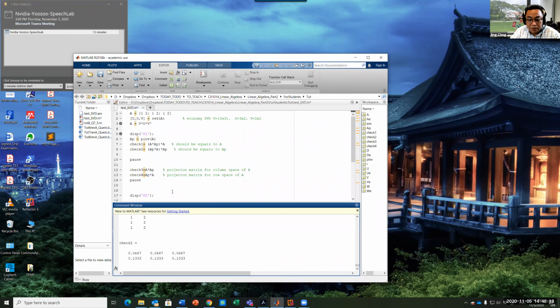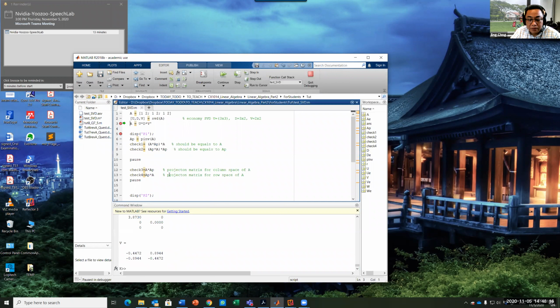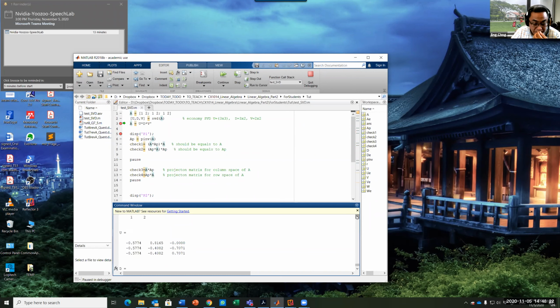Oops. Let's run again. So I've just run what is A again. I'll show you A again. A is 1, 2, 1, 2, 1, 2. What is [U,D,V] equals to SVD(A), meaning that I call the SVD of MATLAB to decompose A into 3 matrices, U, D, and V, and then I will show it to you.